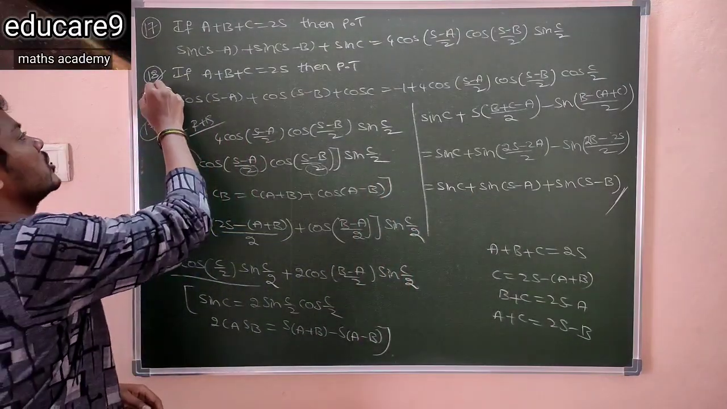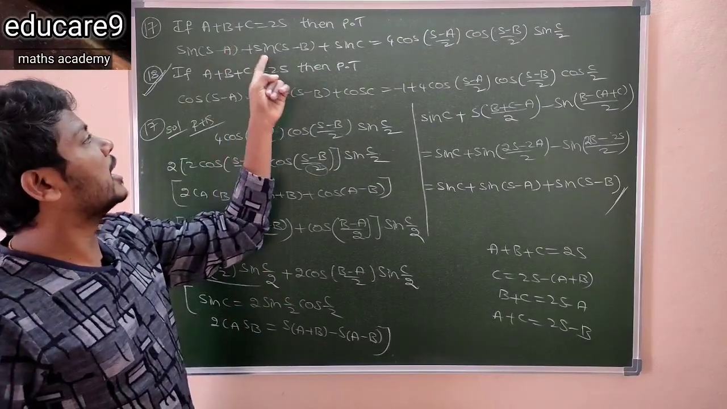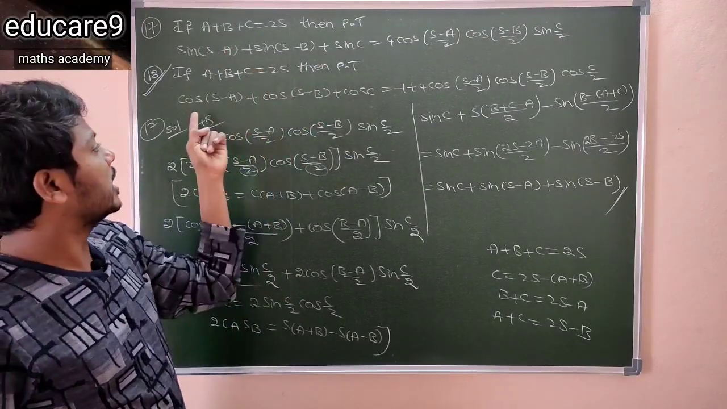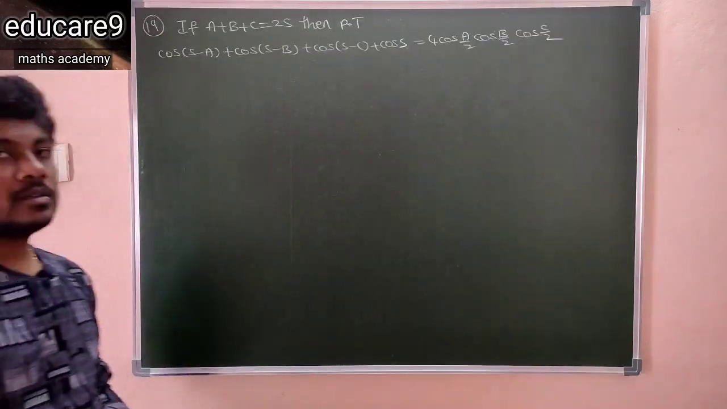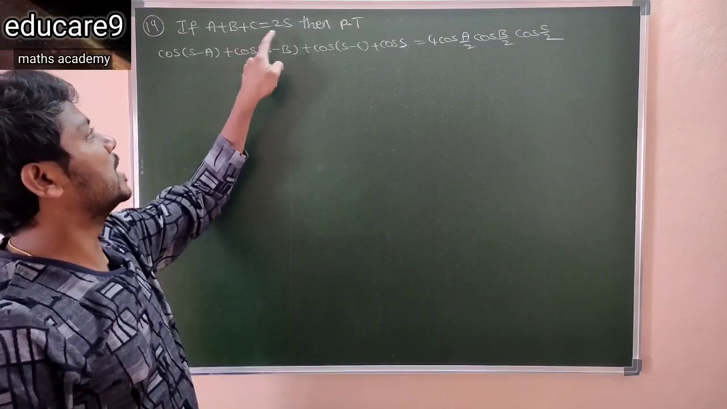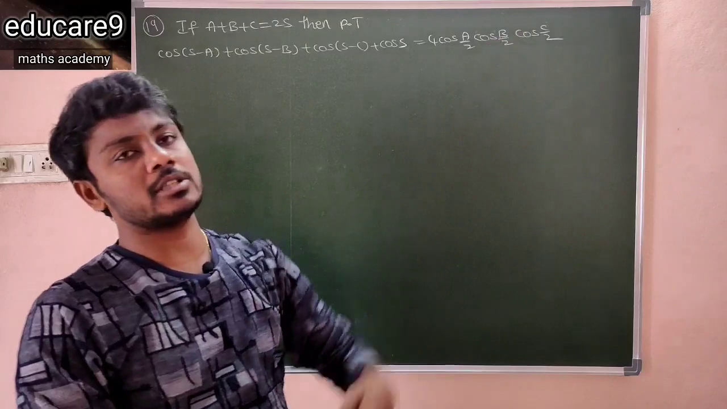So now try to solve question number 18. So this is similar to question number 17. Here terms are sum of the sin terms. Here sum of the cos terms. So that is the difference. See the next question. A plus b plus c is 2s. Then prove that this is 4 cos a by 2 cos b by 2 cos c by 2.